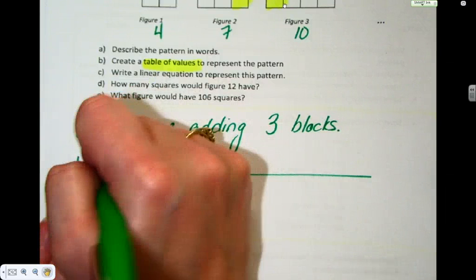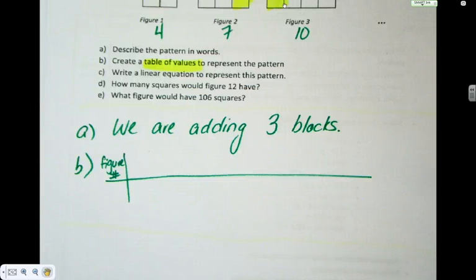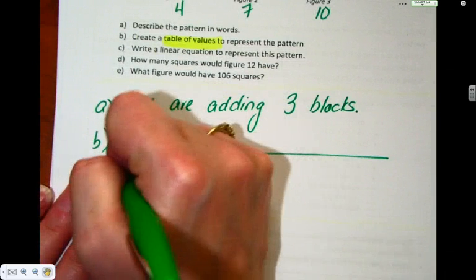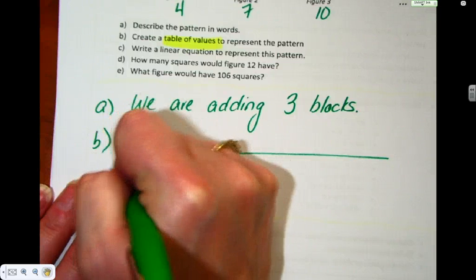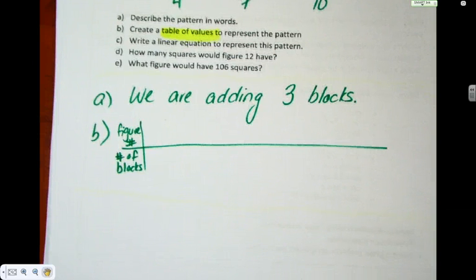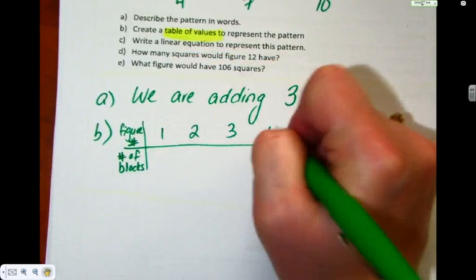The top is going to be the figure number. The bottom is going to be number of blocks, number of squares, whatever you want to call them. Again, if you're a vertical thinker, you can do it vertically, completely up to you. So let's do, I don't know, the first 6.